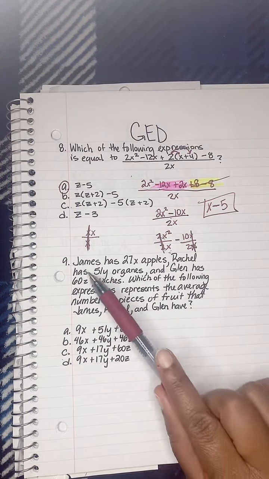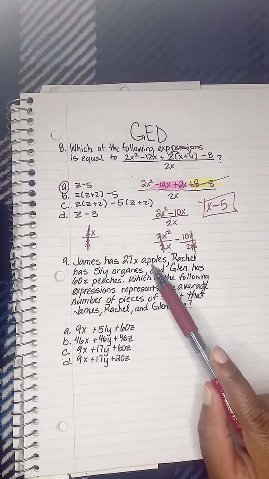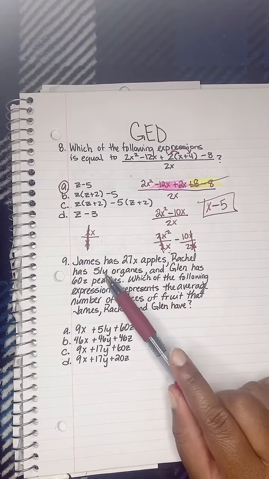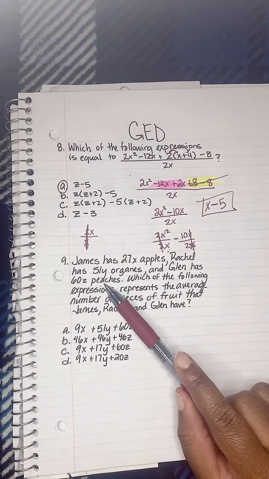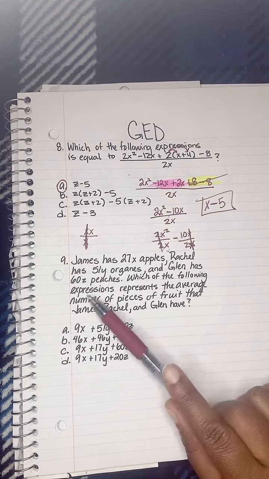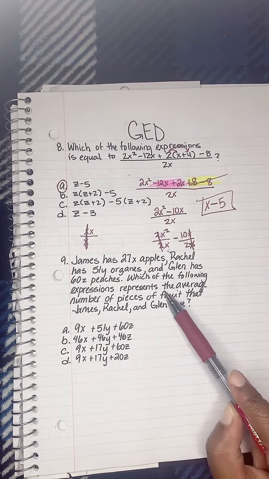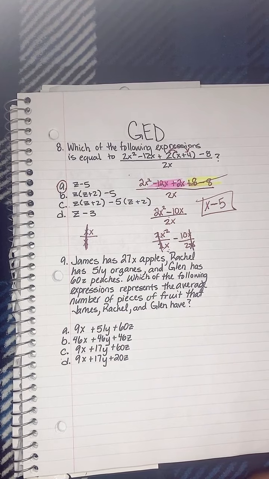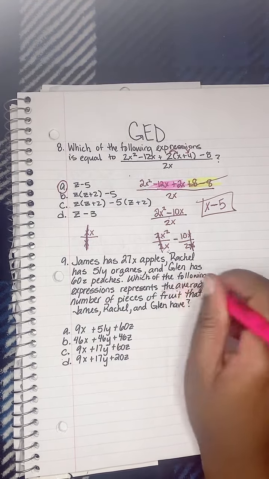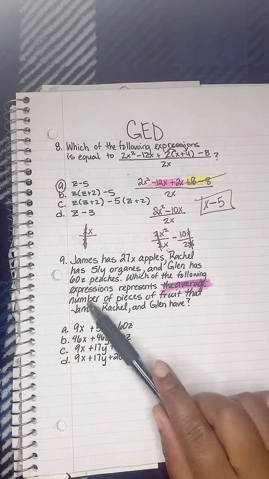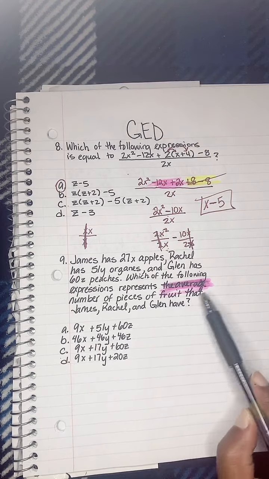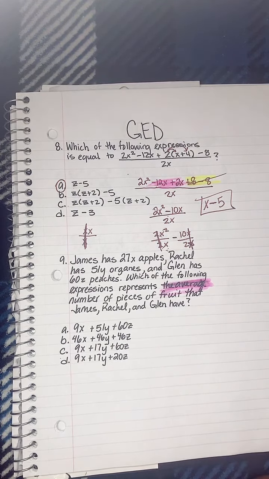Okay. So James has 27 X apples. Rachel has 51 Y oranges. And Glenn has 60 Z peaches. Which of the following expressions represents the average number of pieces of fruit that James, Rachel, and Glenn have? If that word doesn't shout out to you, it must, because that's important when they say the average.